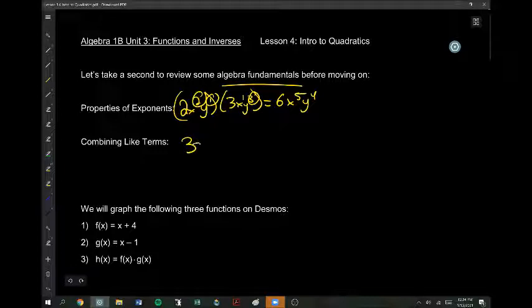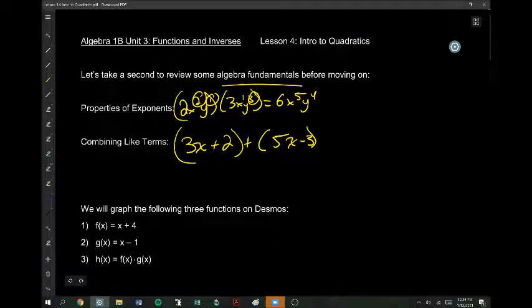If you have something like this, well, each of these has two terms, because there's a plus or a minus in between the terms. So 3x is a term, 2 is a term, 5x is a term, -3 is a term. When you're adding or subtracting, not multiplying or dividing, you combine your like terms. So 3x plus 5x becomes 8x, and 2 minus 3 becomes -1. So you add or subtract by combining like terms.